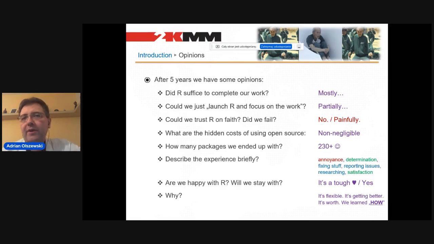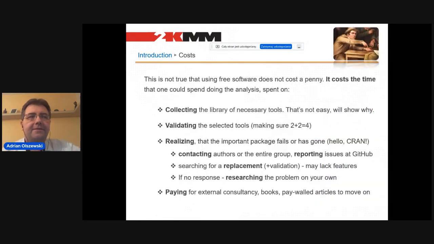We are happy with R. However, this is tough love. But yes, we will stay with it. And why? Because it is flexible and because it gives us a lot, and we learned how to live with R. First of all, cost.